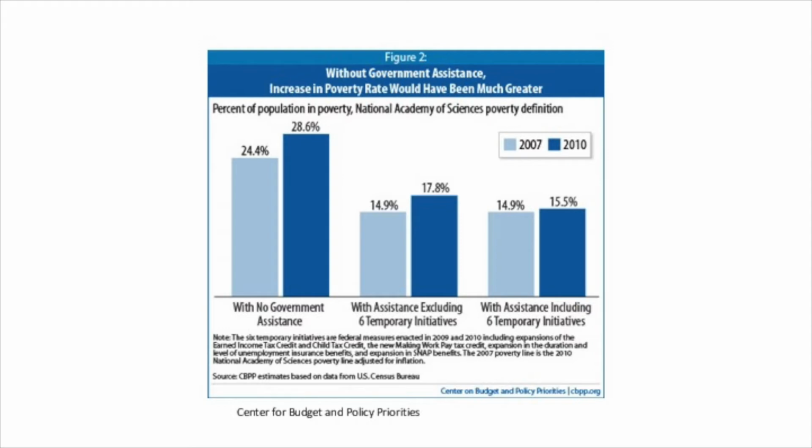A lot of people don't like the ACA simply because they do not like government. However, it is important to note that government has been very successful at keeping people out of poverty. According to the graph above, with no government assistance, about a quarter to a third of the population in the US would be living in poverty.